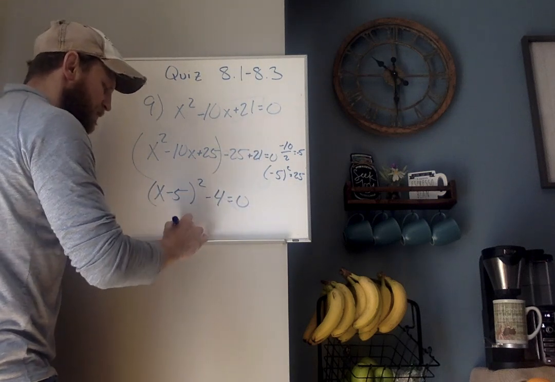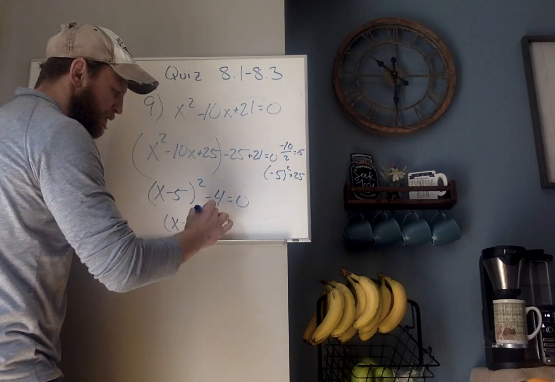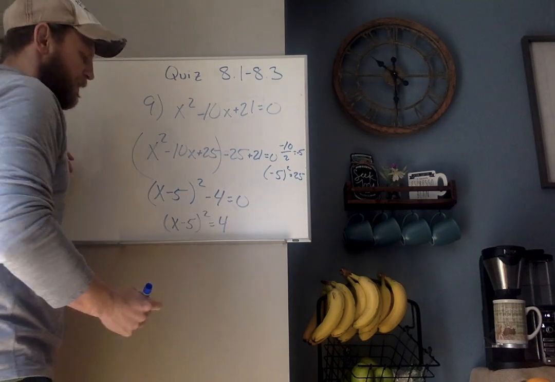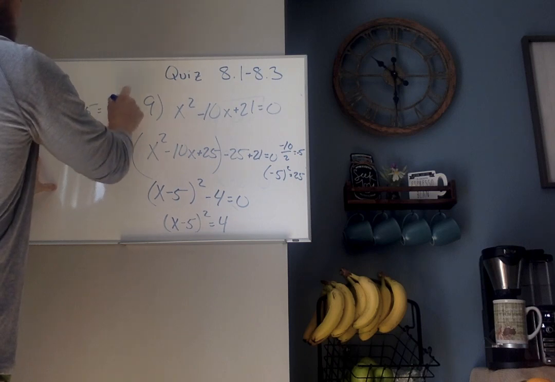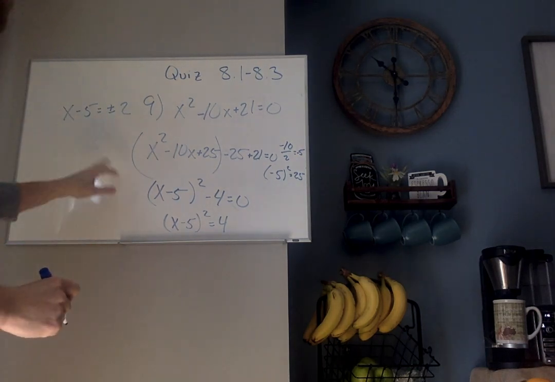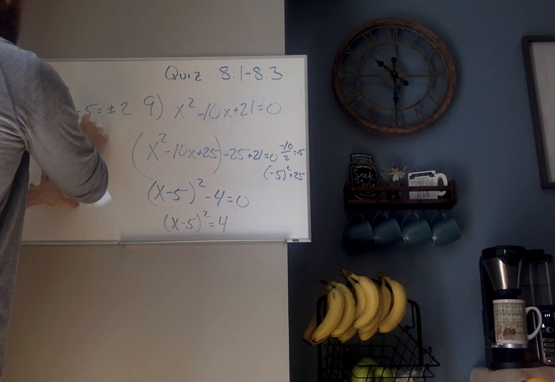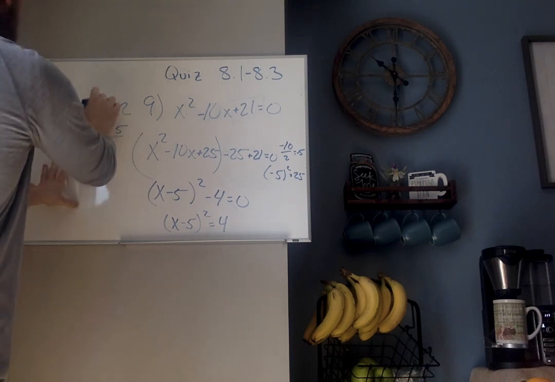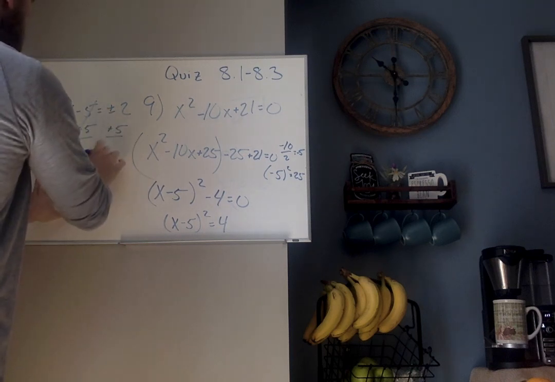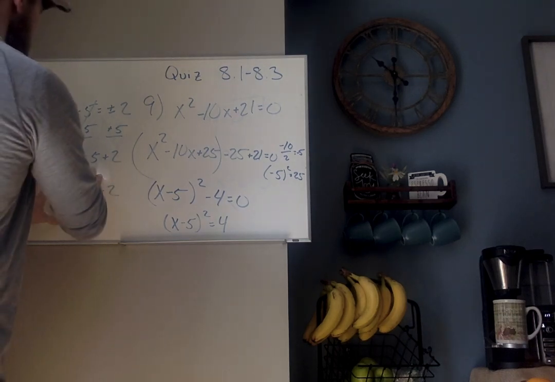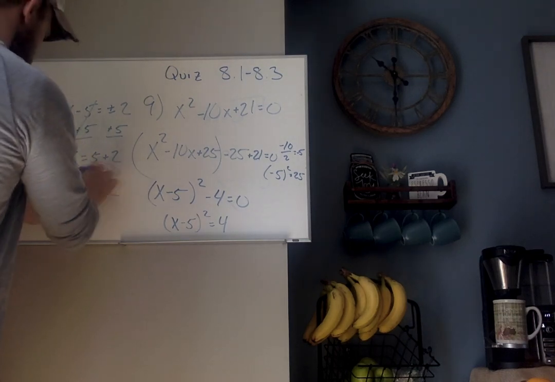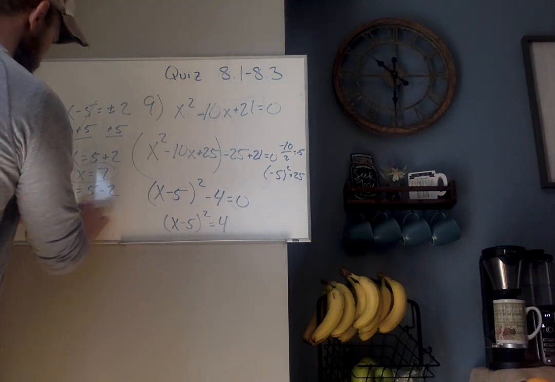And now I'm going to go ahead and solve this. All right, take the square root of both sides. I'm going to have plus or minus 2. Now I'm going to add 5 to both sides. So my answer is going to be x equals 5 plus 2, and x equals 5 minus 2. So x would equal 7, or x would equal 3.